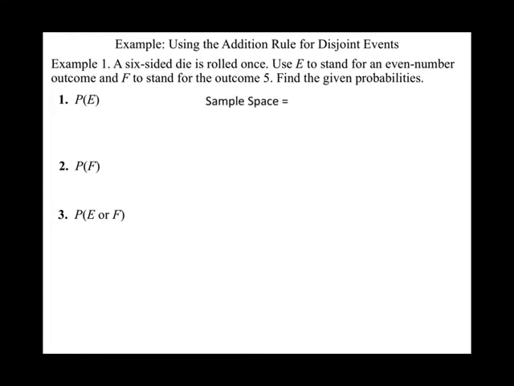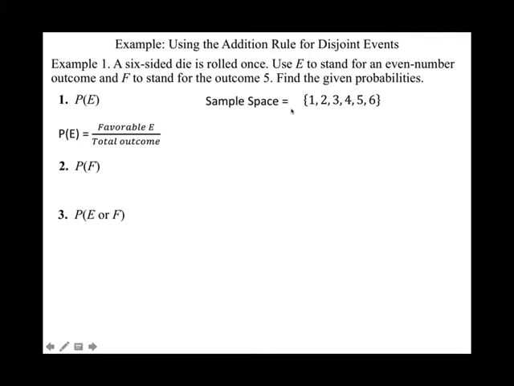Remember what is the meaning of a sample space? What number you can get when you roll the die once. Since this is a 6-sided die, I should be getting 1 or 2 or 3 or 4 or 5 or 6. And we want to find the probability of E, the probability of an even number. So we're gonna use the basic probability formula, favorable E over the total outcome.